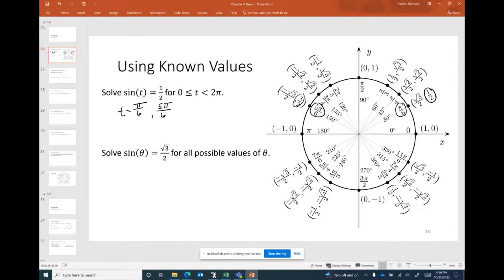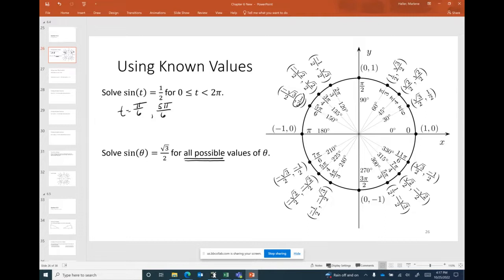All right, look at the next one here. Sine of theta is equal to square root 3 over 2. Now this one says for all possible values of theta. Wow, all possible values of theta. What does that mean? Well, it means in the first quadrant if there's one, or second, third, fourth, and we could just keep going round and round the unit circle.